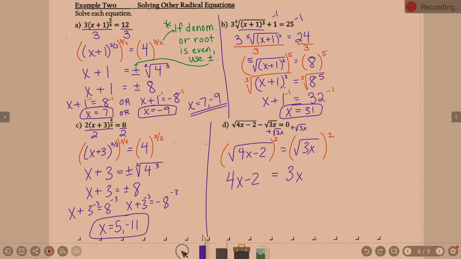If you already have an x over here with 3x, you could subtract 4x to join it. So then you have negative 2 equals negative 1x. And then you would have to divide by negative 1. And x is 2. So you only have one answer for this one. It happens sometimes.